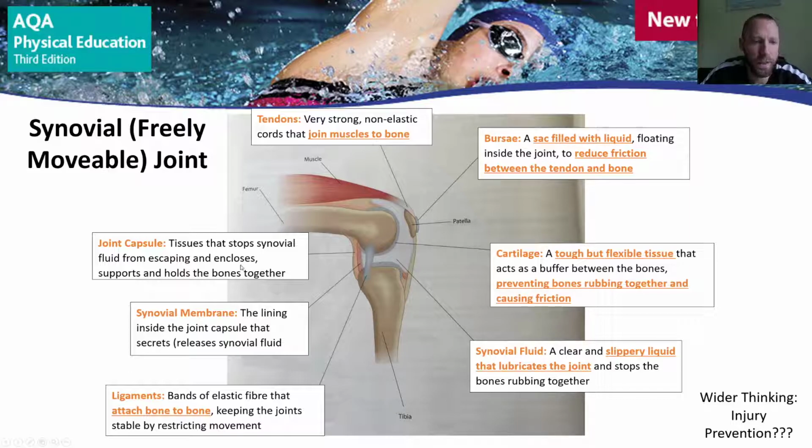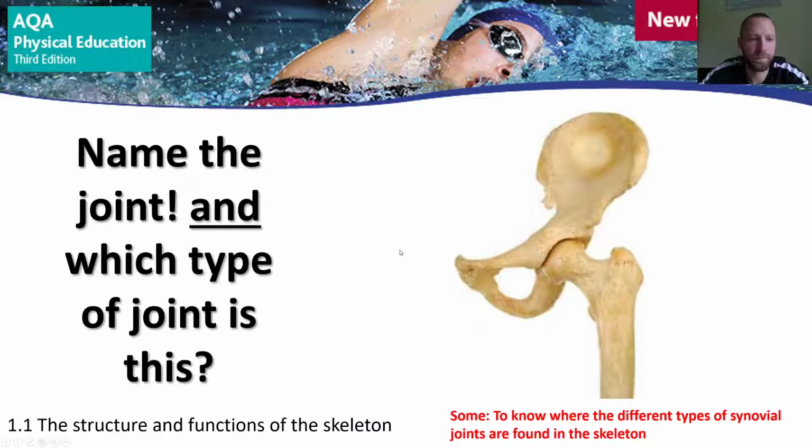And then you have a joint capsule, and that's a tissue that stops synovial fluid from escaping and encloses and supports and holds it all together, holds it in place. So you've got the capsule there that just prevents the fluid escaping and going elsewhere. So again, feel free to pause the video and have a guess. Can we name the joint, and which type of joint is it? So what do we think that is?